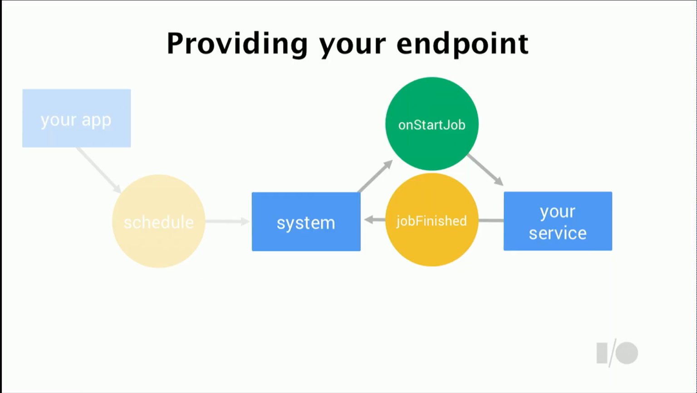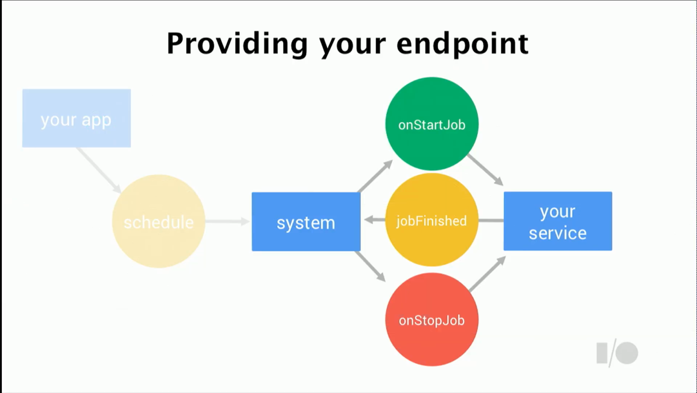So any work that you want to do, you have to offload using any of the numerous framework components that let you do concurrent programming. You do your work, and you call jobFinished when you're done. But we set up a bunch of criteria, for example, charging. And it might be the case that you're doing your work and the phone is unplugged. So if this happens and the criteria that you set up are no longer valid, the system will call onStopJob to let you know, hey, you need to wrap up whatever you're doing and stop doing your work.